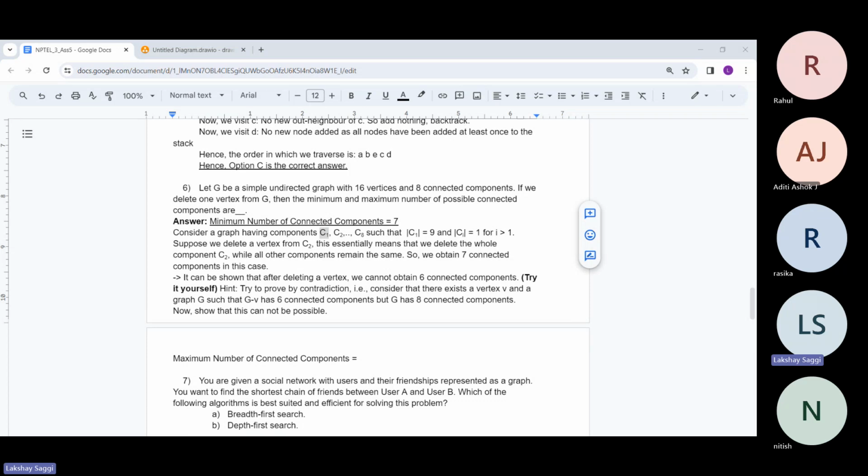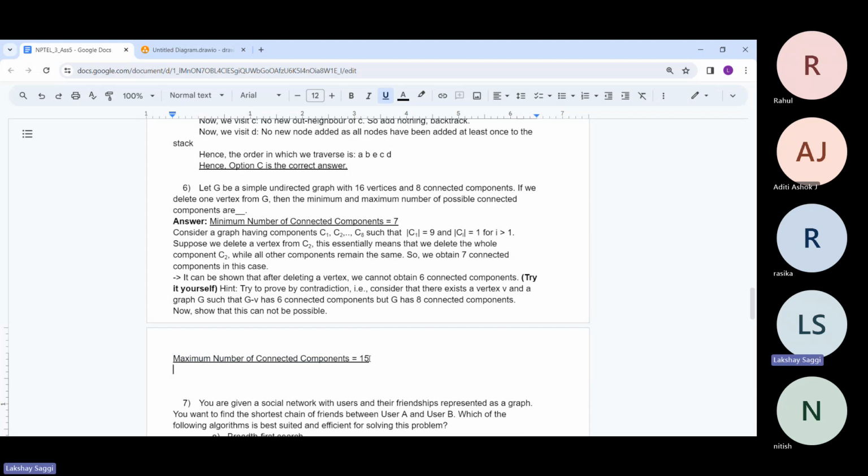Yes, Rahul, you're on the right track. So Rahul is saying a star kind of component would make sense. So what would be the answer then for the maximum number of connected components? Okay, so Rahul is saying that the answer should be 15. So yes, Rahul, good job. That's the correct answer: the maximum number of connected components will be 15.